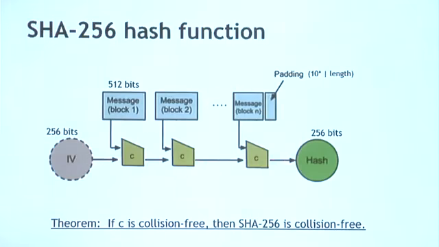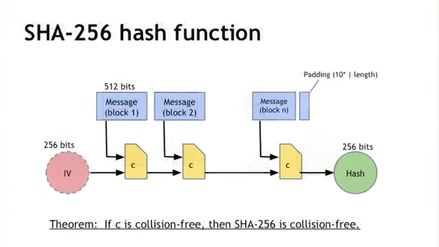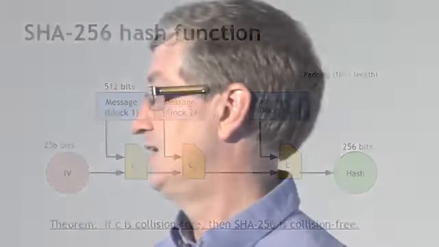And when you get to the very end, you have consumed all of the blocks of the message plus the padding. The result is the hash. That's a 256-bit value. And it's easy to show that if this compression function C is collision-free, then this entire hash function will also be collision-free. The other properties are a little bit more complicated, so I won't talk about them here.